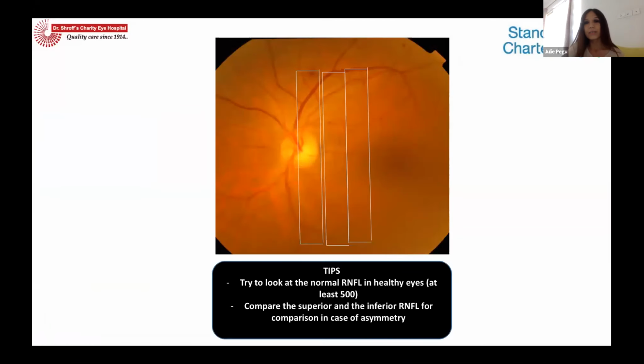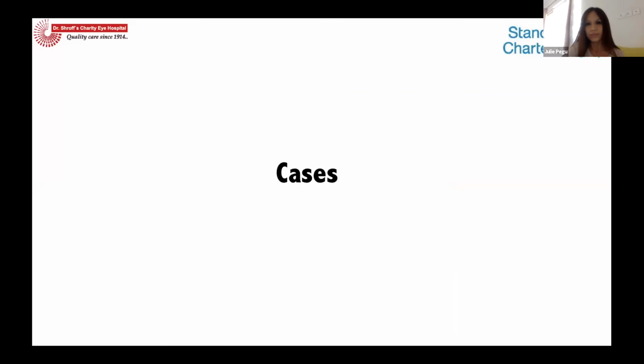When I started, one tip I would like to give out is to dilate all normal patients, at least 500 normal patients, where you get to see a good NRR and you see how the RNFL looks like. So that way, when you come across a patient where there is something on the neuroretinal rim and you are trying to appreciate the RNFL, then you can make out that there is RNFL loss.